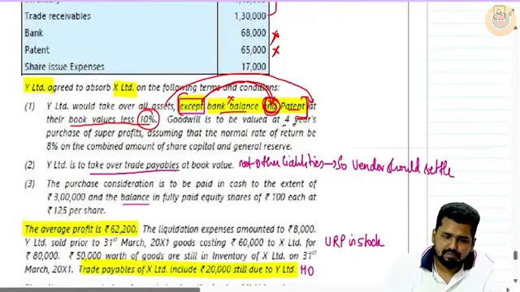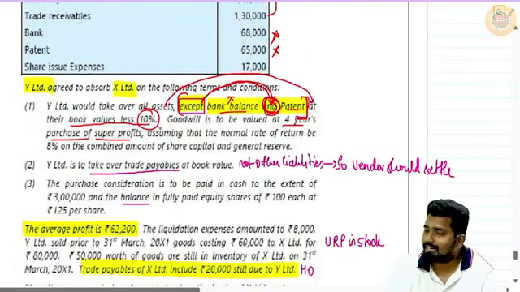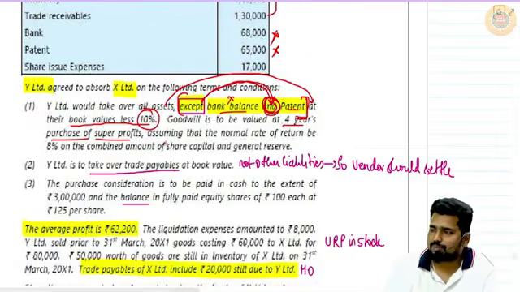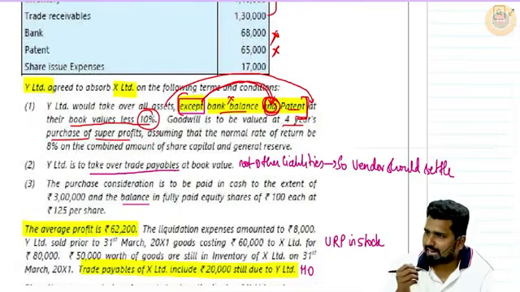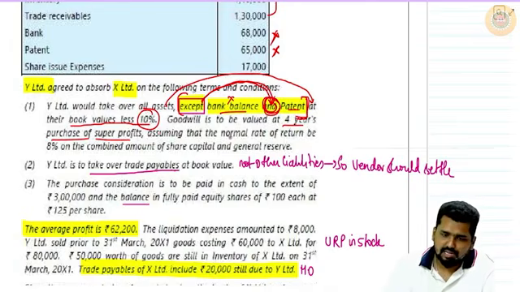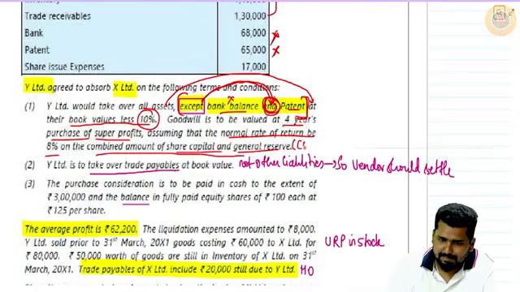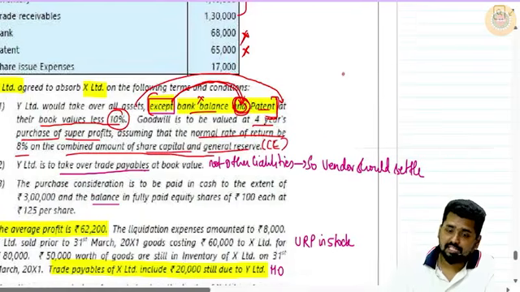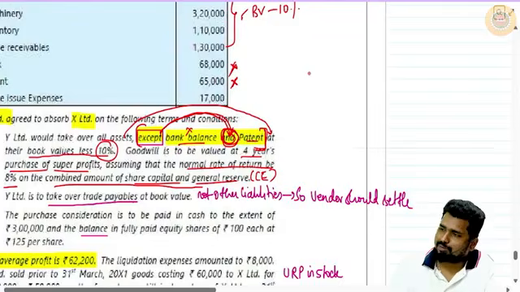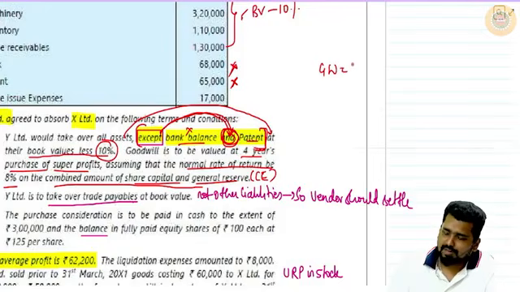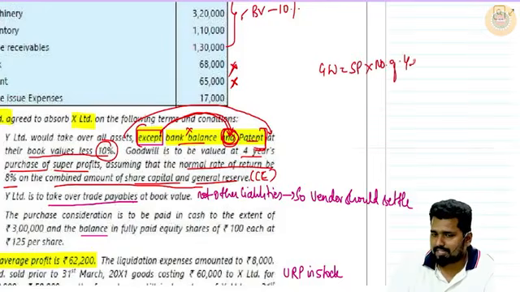And goodwill is valued at 4 years' purchase of super profit method. Okay, super profit method, average goodwill calculation I'll teach you now. Assuming that the normal rate of return is 8% on the combined capital, that is capital and general reserve, which is nothing but capital employed. You remember, correct? In goodwill, when it comes to the super profit method, how do we find it? Super profit into number of years of purchase.